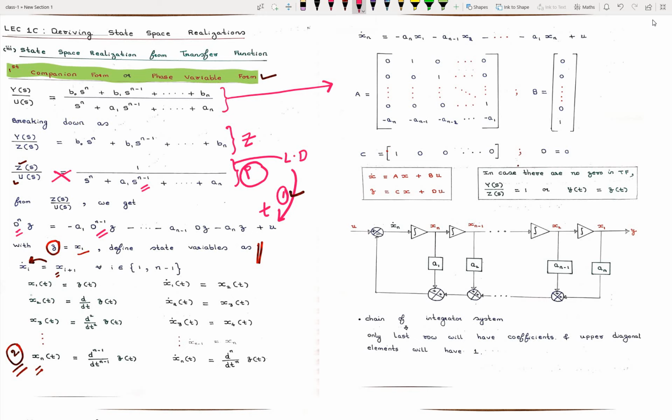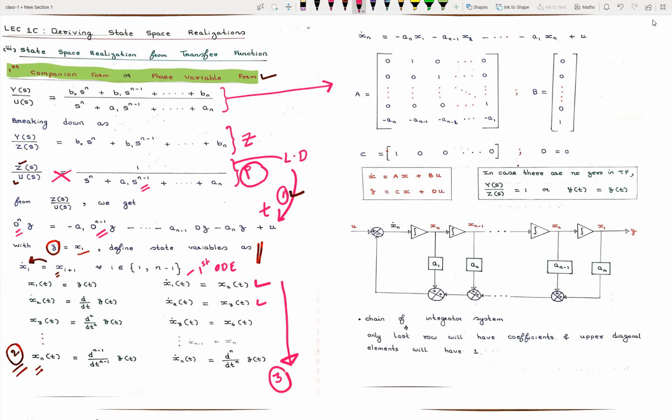Once we have the states, we have to get the first order ODE for every state we defined. It's very easy now. x1 dot is one time derivative of z, which is x2. Then x2 dot is the double derivative of z, which is x3. In the same way, we expand up to xn dot. This is the third step, very easy.